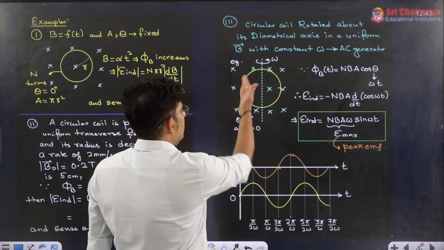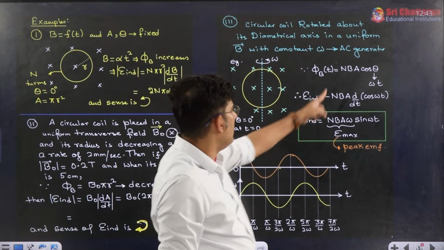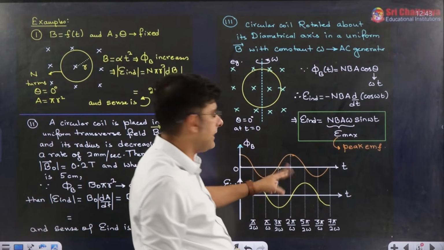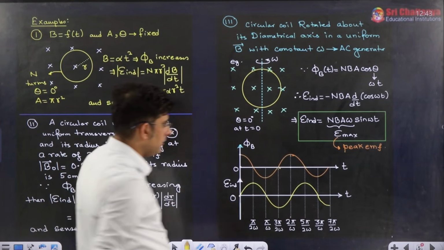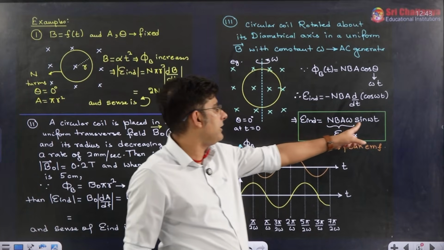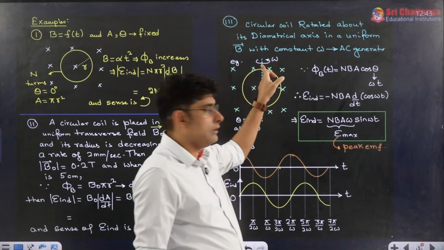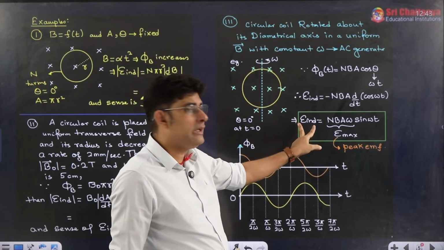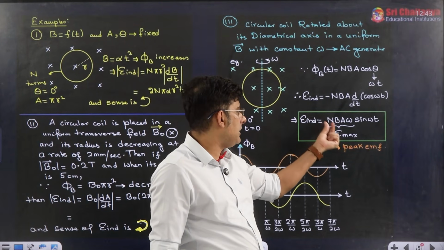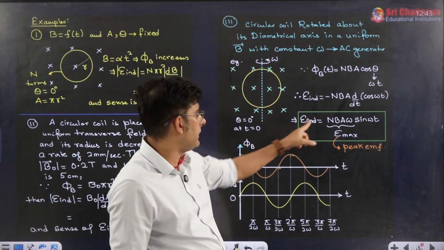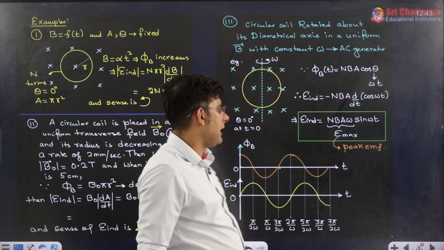So when you rotate it with constant omega, the induced EMF varies sinusoidally with time. Flux also varies sinusoidally with time. If flux is cos, this is sine. You are seeing they are varying in phase by pi by 2. So flux and EMF both are shown to vary sinusoidally with time. The frequency of the induced EMF or the AC voltage is omega, which is the angular speed of rotation also, and the peak value, if they ask what is the peak value, you will simply say NB A omega. N is number of turns, B is the external magnetic field in which the coil is rotating, A is the area of the coil, and omega is the angular speed.